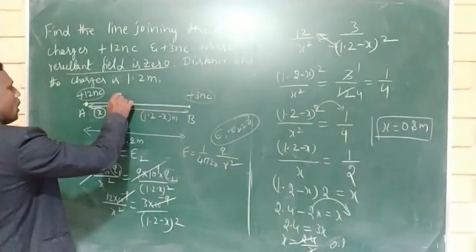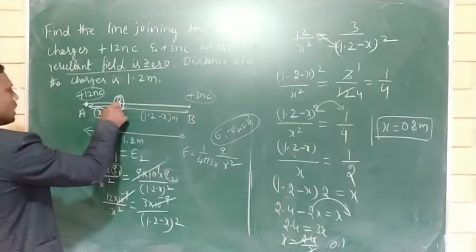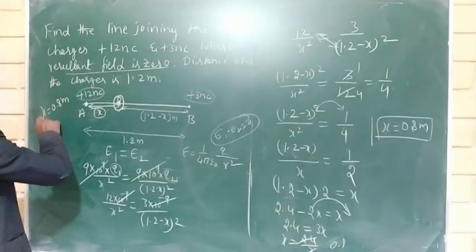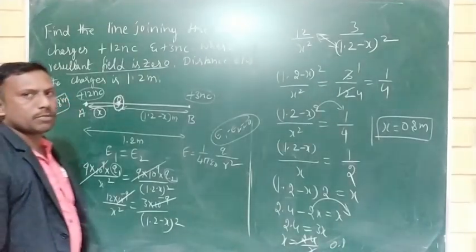The electric field at point O is 0. It is at a distance x equal to 0.8 meter from the plus 12 nanocoulomb charge.